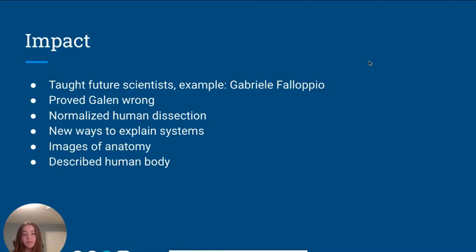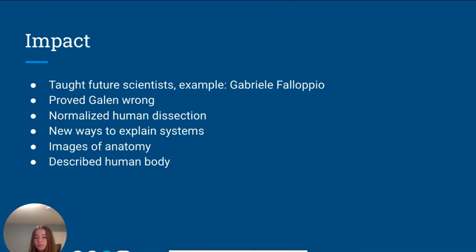Vesalius made an impact by teaching future scientists like Gabriel Falloppio, who specialized in the anatomy of the head and eventually went on to discover the fallopian tubes. He also proved a lot of Galen's ideas wrong, which was huge at the time because no one really challenged his ideas before. He normalized using human dissection for the purpose of making discoveries about human anatomy.